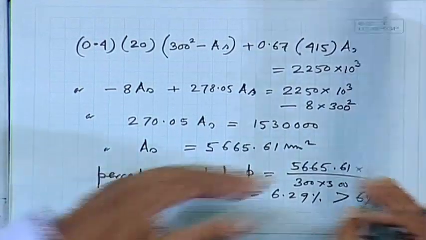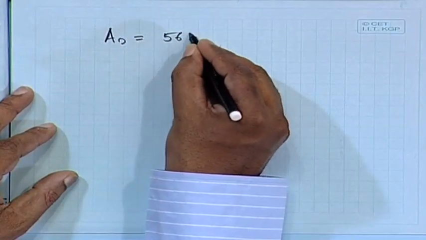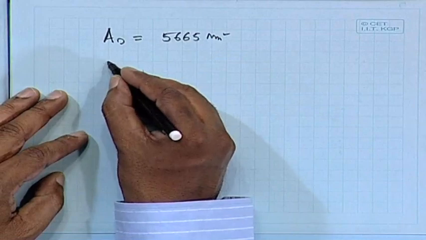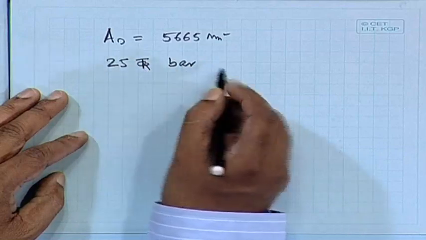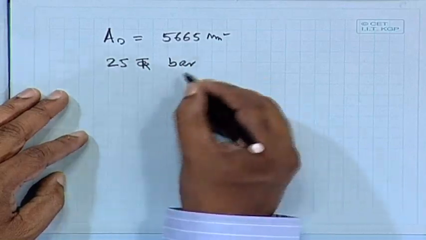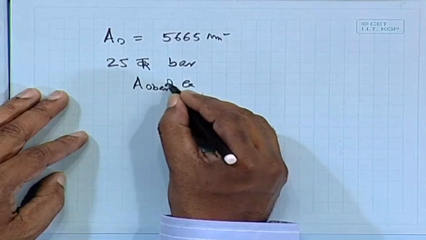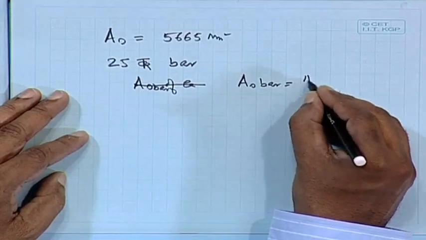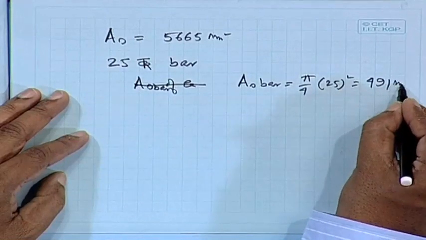Even if we provide that one, let us find out the area of steel is 5665 square millimeter. Let us consider 25 torr bar. Let us provide 25 torr bar. So, area of steel of each bar, A_s bar, comes as 491 square millimeter.